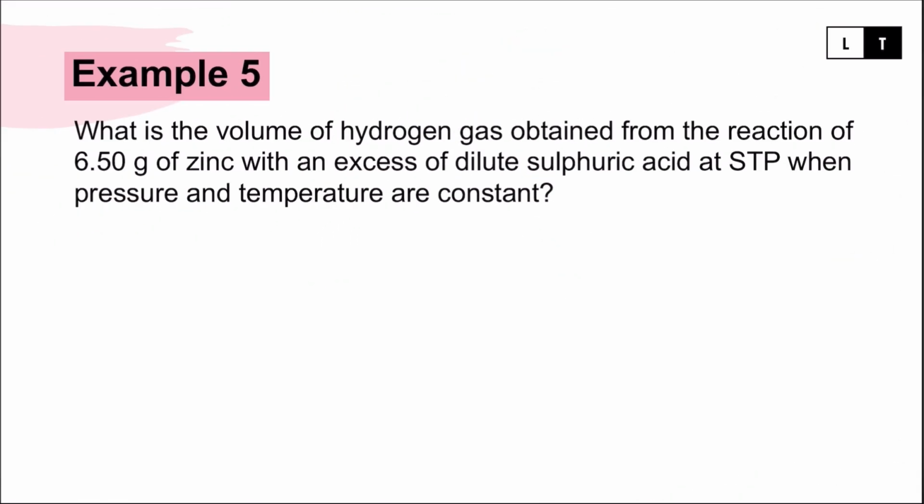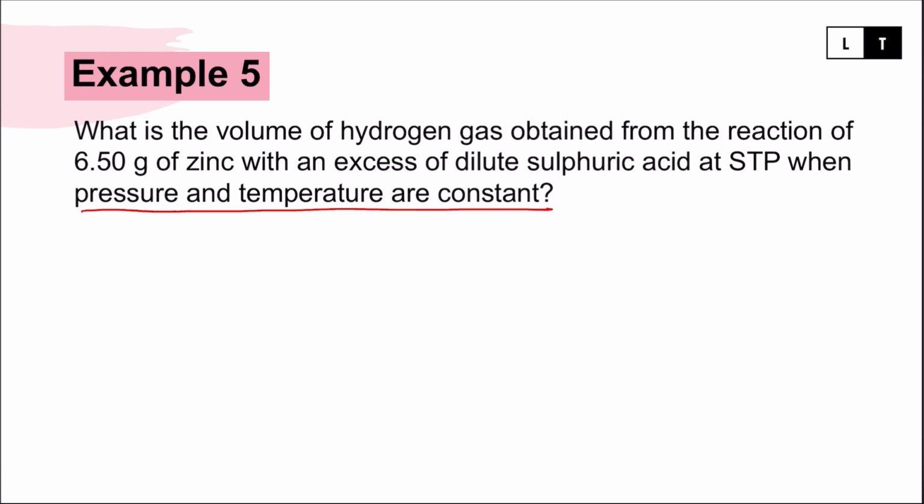You have to find out the volume of hydrogen gas obtained from the reaction of 6.50 gram of zinc with excess sulfuric acid at STP when pressure and temperature are constant. So, trick dia dekat sini, hint dia bagi pressure dengan temperature constant. So, maknanya kita akan gunakan formula mengikut konsep Avogadro's law. So, first thing first, I'm going to take out the information given.